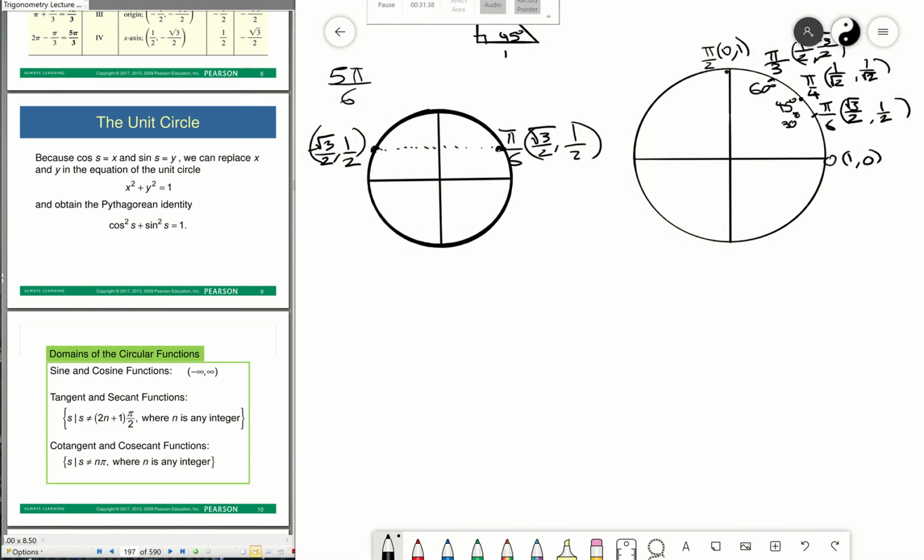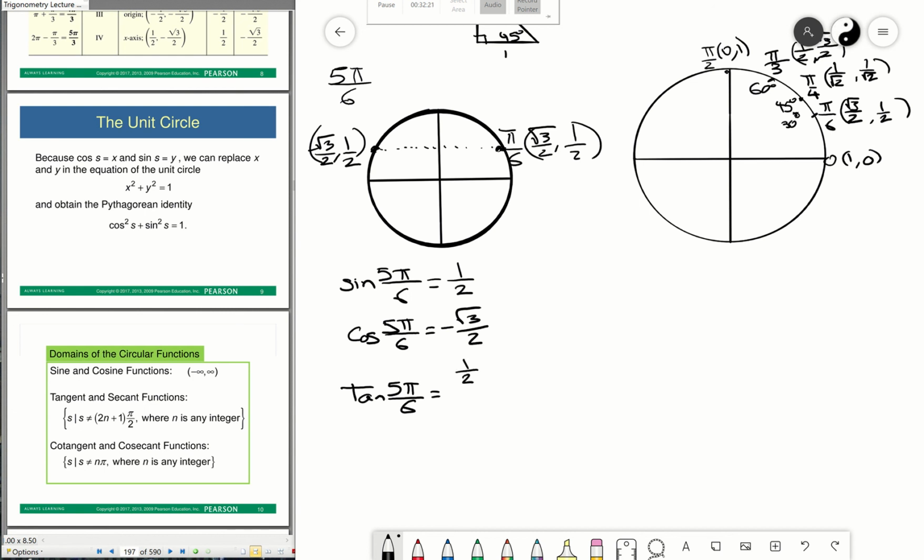So now we can easily write the values of the 6 trigonometric functions. Sine of 5 pi over 6, cosine of 5 pi over 6, tangent of 5 pi over 6. We'll start with those. We see that the sine of 5 pi over 6 is going to be the y value, so 1/2. The cosine of 5 pi over 6 is going to be the x value, which is negative square root of 3 over 2. And the tangent, we simply divide y by x, or the sine by the cosine.